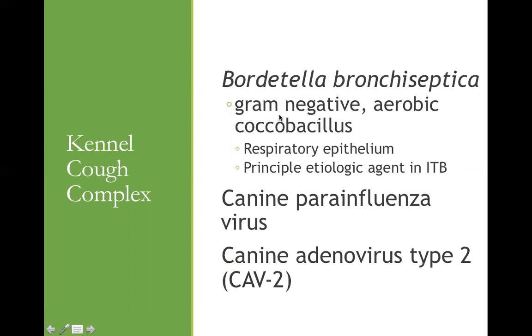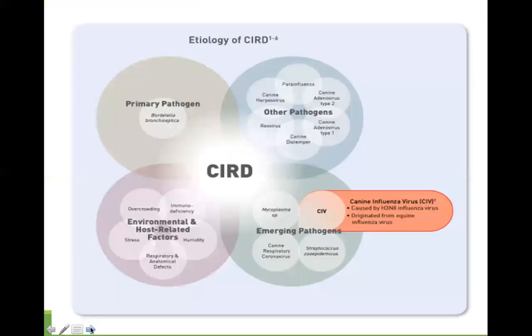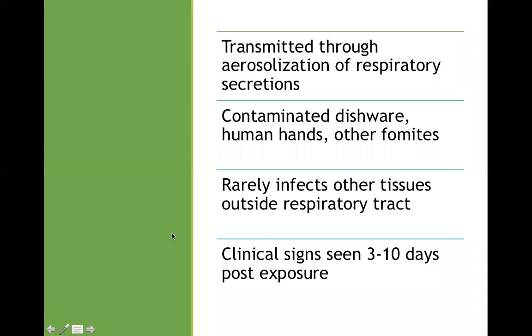It is a gram-negative coccobacillus that lives in the respiratory epithelium. And this is the primary causative agent. Now, it can be part of this complex, so part of this Bordetella parainfluenza adenovirus type 2 vaccine. So I'm not going to read this whole chart. It's really fuzzy. I don't even know if you can see this. Well, I might try to print this off a little bit better.